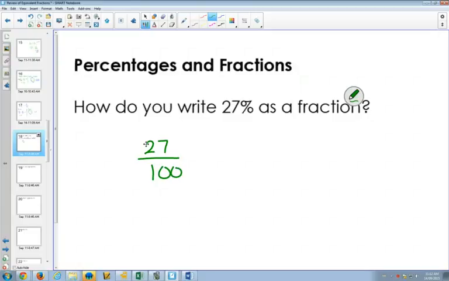So we start with 27 over 100, and then you would see, can I reduce that to a smaller fraction or not? Is there a number that you can divide both the 100 and the 27 by that works out nicely? In this case, there isn't. So this is the fraction in its lowest terms. And anytime you have a percentage, you can change it to over 100, and that would be how you write it as a fraction.